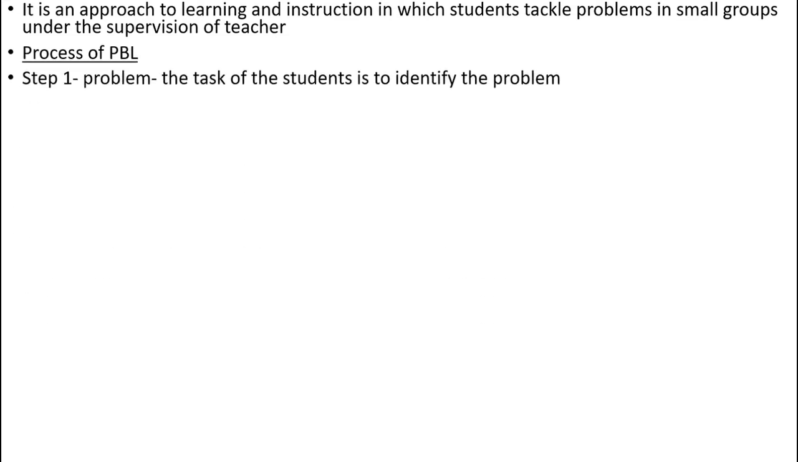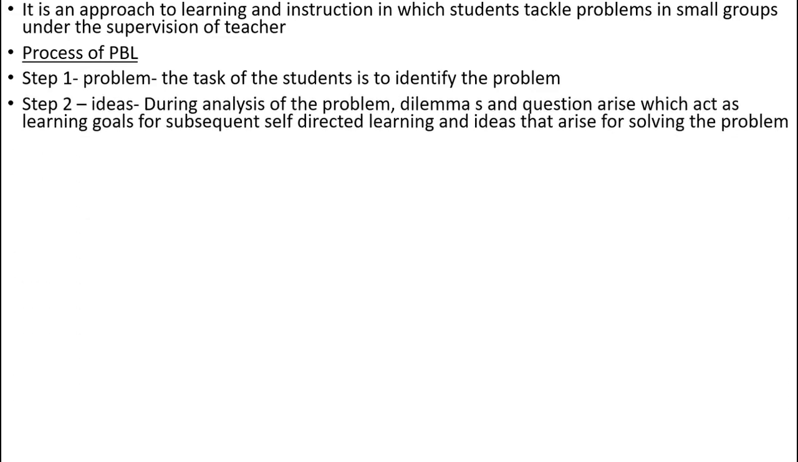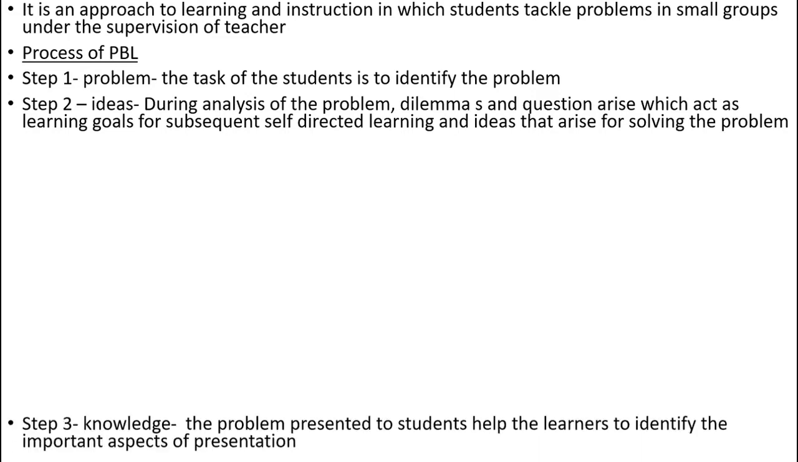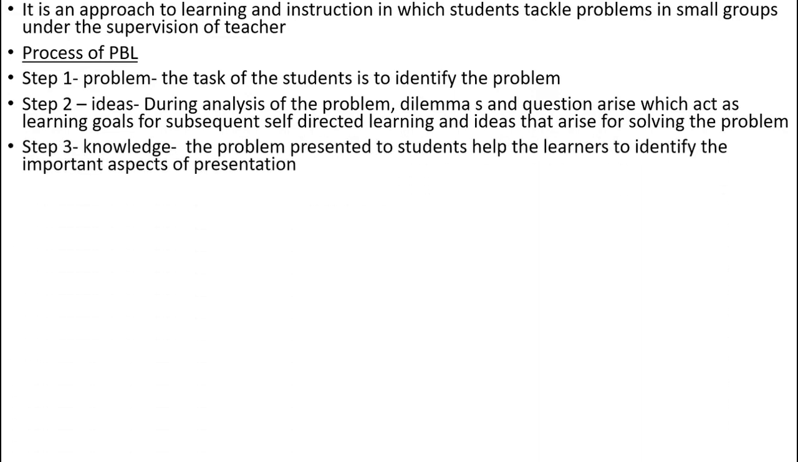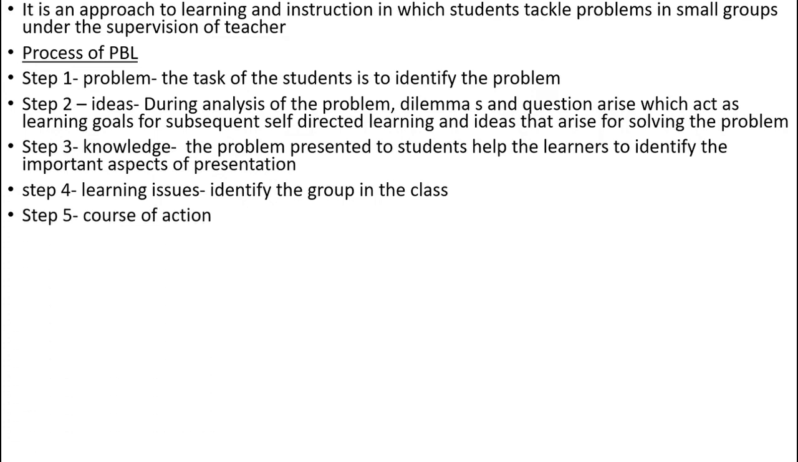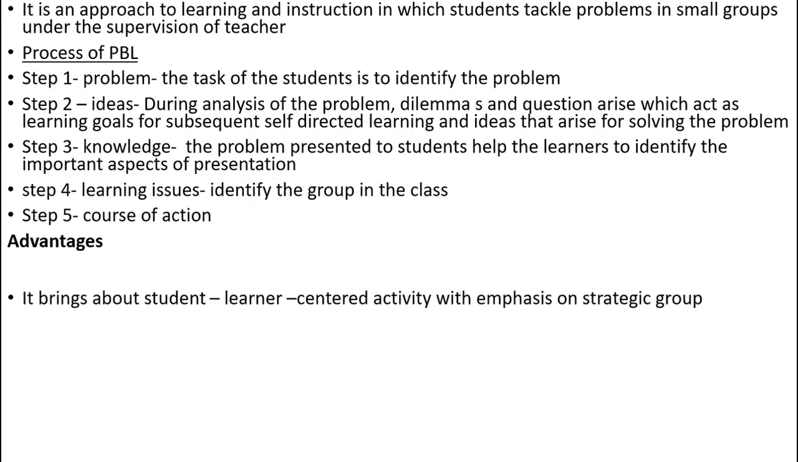The process includes step 1, problem. That means the task of the student is to identify the problem. Then ideas. During analysis of the problem, dilemmas and questions arise which act as learning goals for subsequent self-directed learning, and ideas arise for solving the problem. Then third, knowledge. The problem presented to the students helps the learners to identify the important aspects of its presentation. Step 4 is the learning issues. Identify the group in the class and course of action.